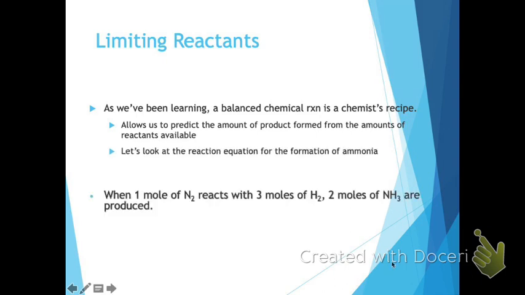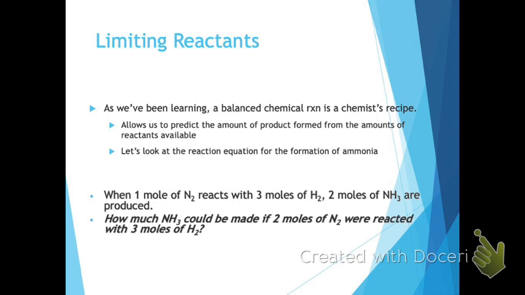This says a mole of N2 reacts with 3 moles of H2 and 2 moles of NH3 are produced. Let me zoom that in a little bit. Are you seeing this on your slides? Okay. This is the reaction for the formation of ammonia. It says when 1 mole of N2 reacts with 3 moles of H2, then 2 moles of ammonia are produced. So here's our reaction or our recipe, if you want to think about it like that.